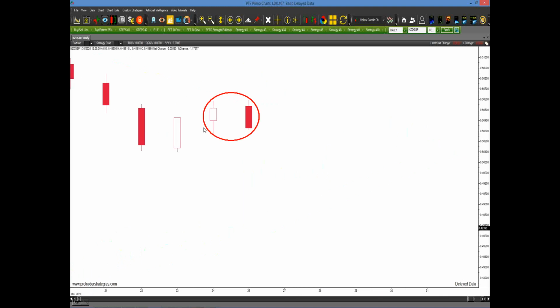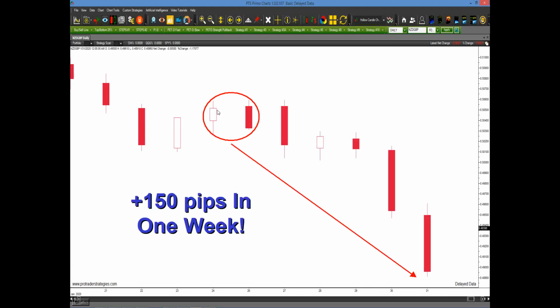Look at the PET-D has colored all of these bars red. Even though we had a couple of up days here, they're both outlined red. So that's a couple of up days in a downtrend. These are selling opportunities. It's confirmed right here with a bearish engulfing pattern, 150 pips to the downside in the following week.